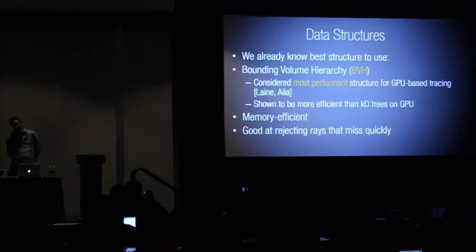So the first thing I considered was the data structure. And we already know that the best data structure to use for ray tracing is a bounding volume hierarchy, because smart people have done a lot of research into determining this. And they've determined that BVH is the most performant structure for GPU-based ray tracing. They're memory efficient, and they're good at rejecting rays that miss quickly.